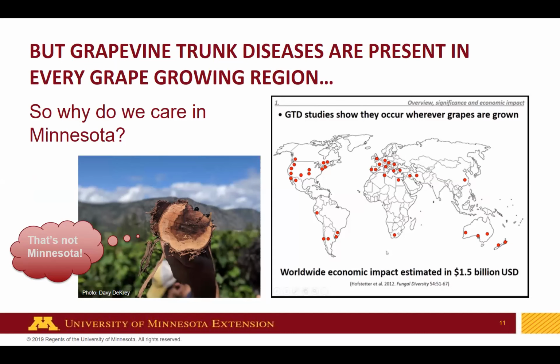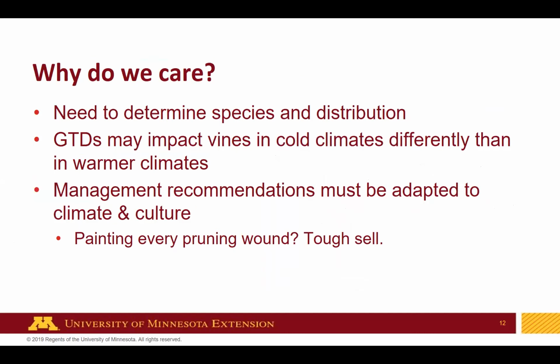So why do we care in Minnesota? Well, there are several reasons why we care so much about studying this. The first is we need to know what species we have throughout the state, and we need to know how those species are distributed throughout the state. We need to know, is grapevine trunk disease something that's present in all vineyards, or is it maybe worse in some parts of the state than others? Grapevine trunk diseases may, in several ways, impact vines in cold climates differently than they do in warmer climates. So we needed to look at what impact they're actually having on our vines.